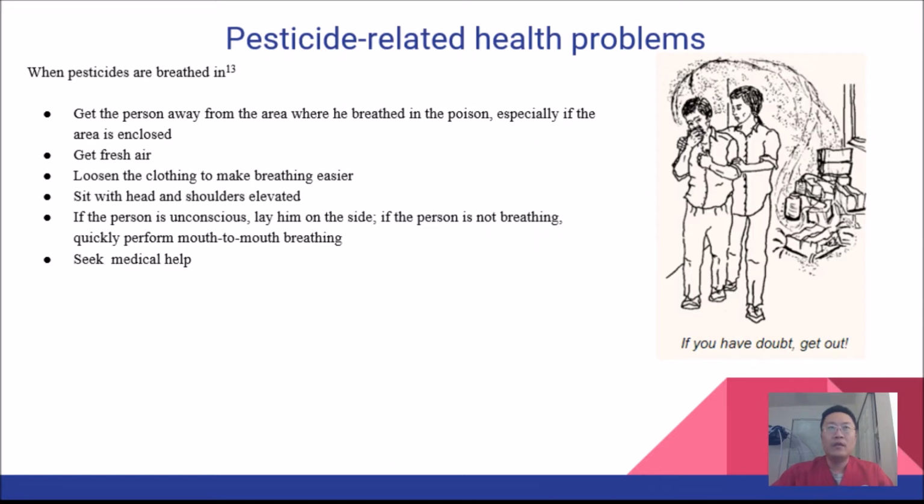Okay. So when pesticides are breathed in, get the person away from the area where he breathes in the poison, especially if the area is enclosed, and get fresh air. Loosen the clothing to make breathing easier. You should sit the person with head and shoulders elevated. If the person is unconscious, lay him on the side. If the person is not breathing, quickly perform mouth-to-mouth breathing and seek medical help.